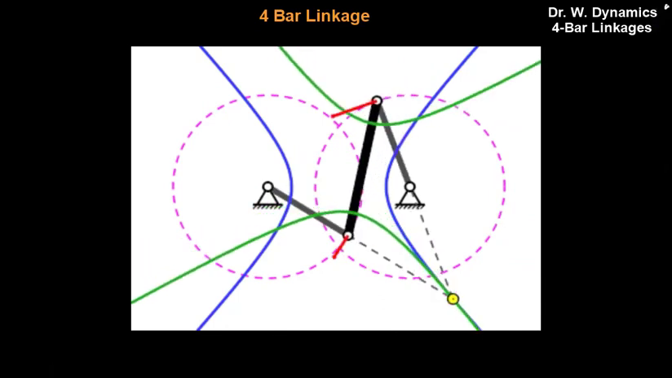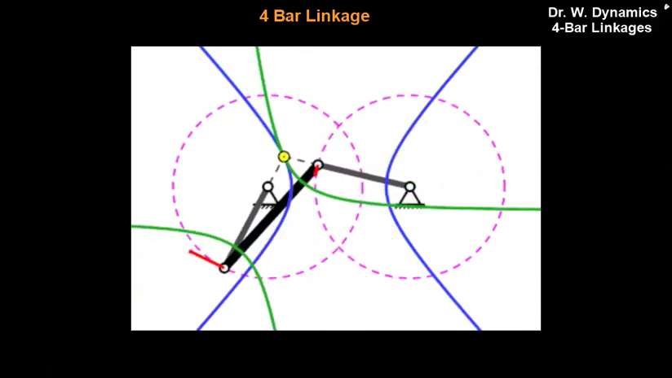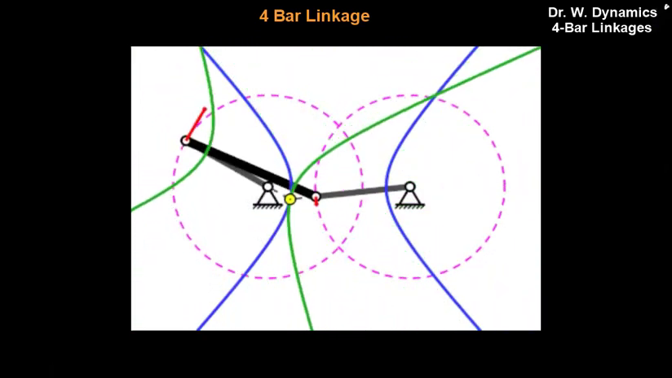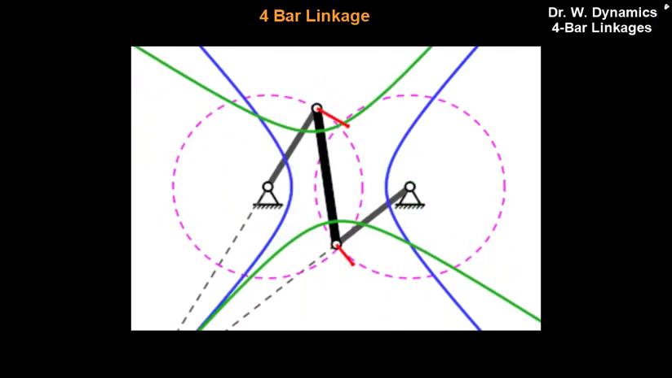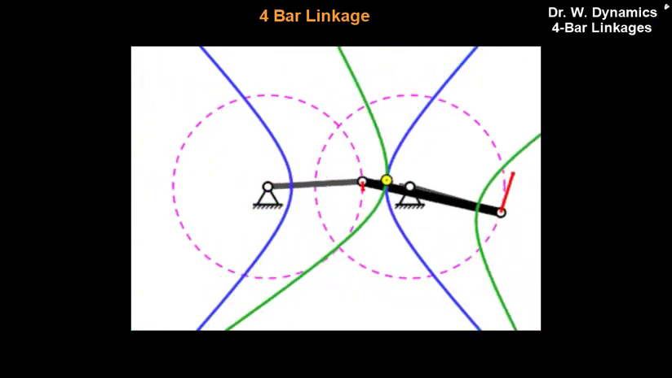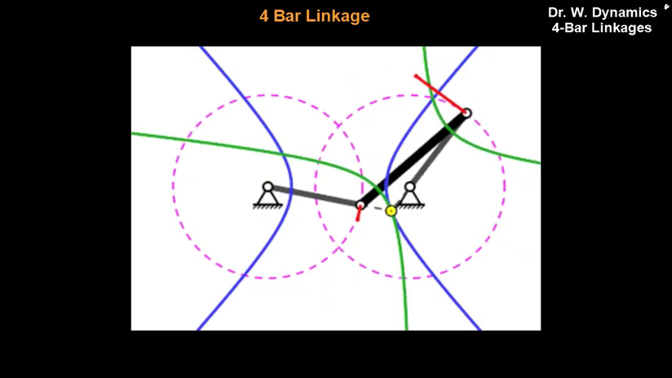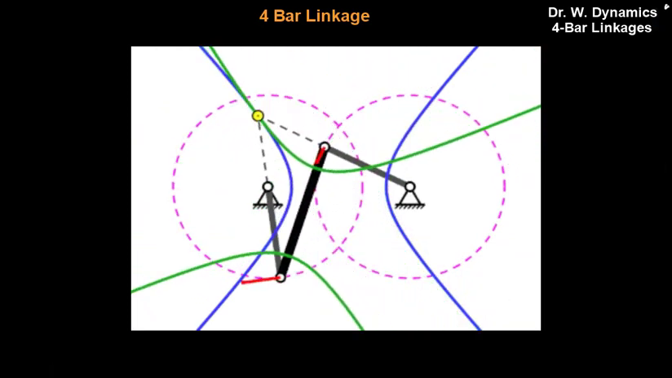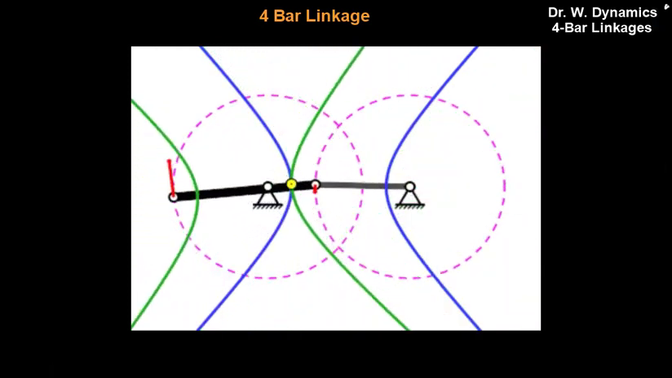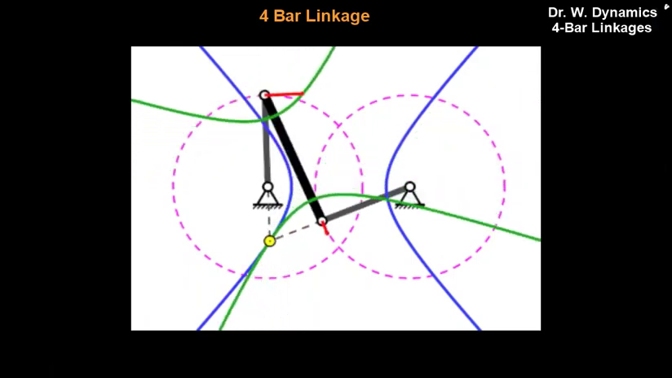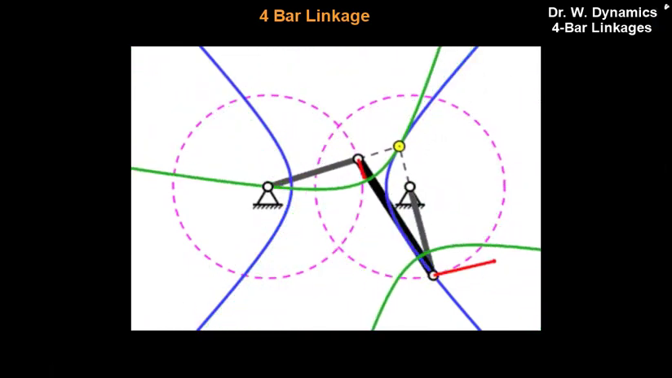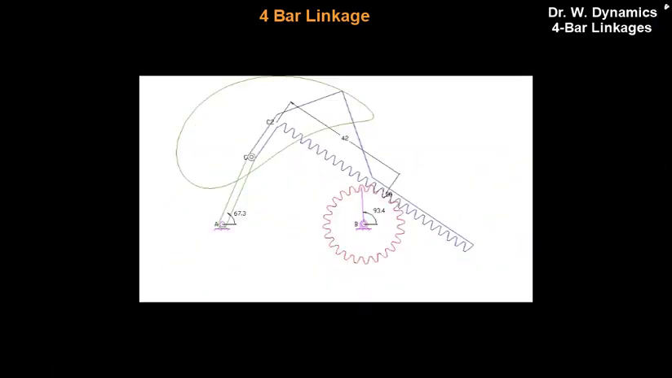Here's a fascinating look at a 4-bar linkage in motion, the yellow dot represents the instantaneous center of velocity, and see how it's moving off to infinity and then back at a point between the two. Also notice the constrained motion of the two fixed ground links as circles.